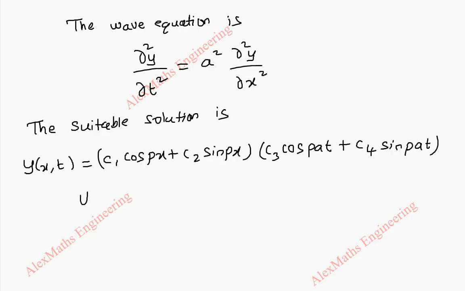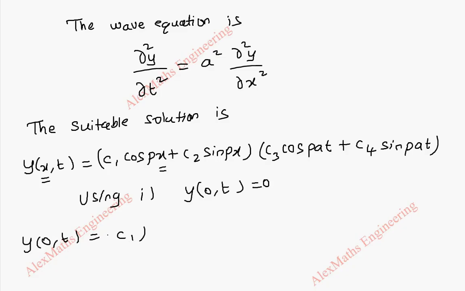Now we are going to use the first condition. The first condition is y of 0 comma t is 0. Wherever x is there, we have to put 0. So y of 0 comma t equal to, here I put 0. When I put 0 here, cos 0 is 1 and sin 0 is 0.